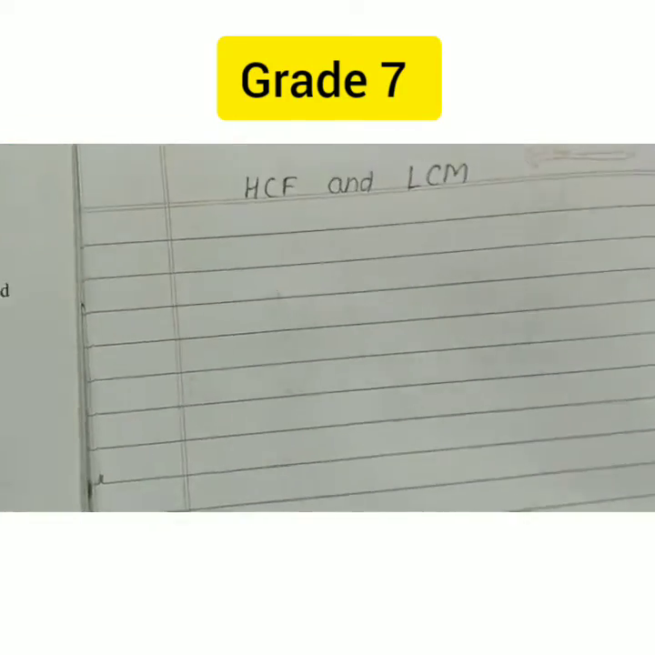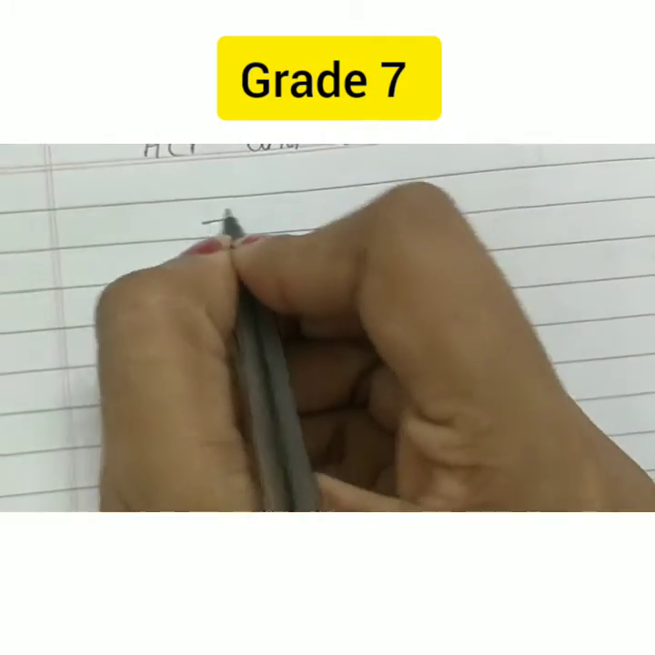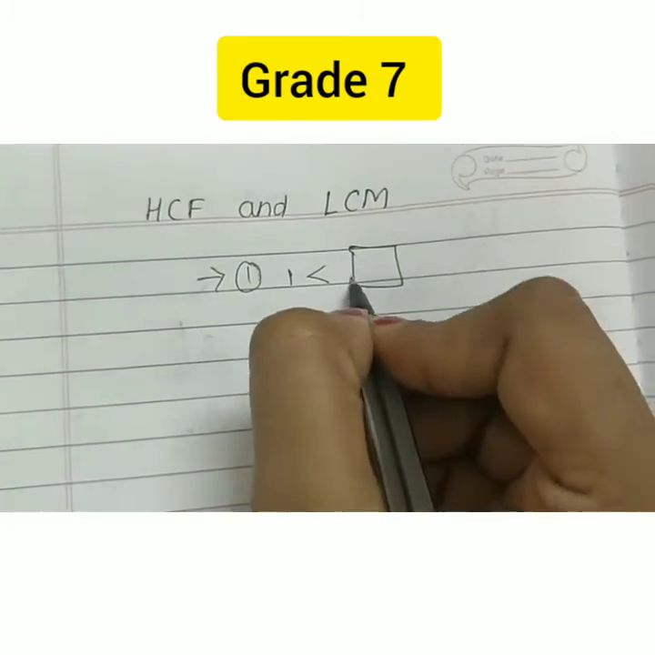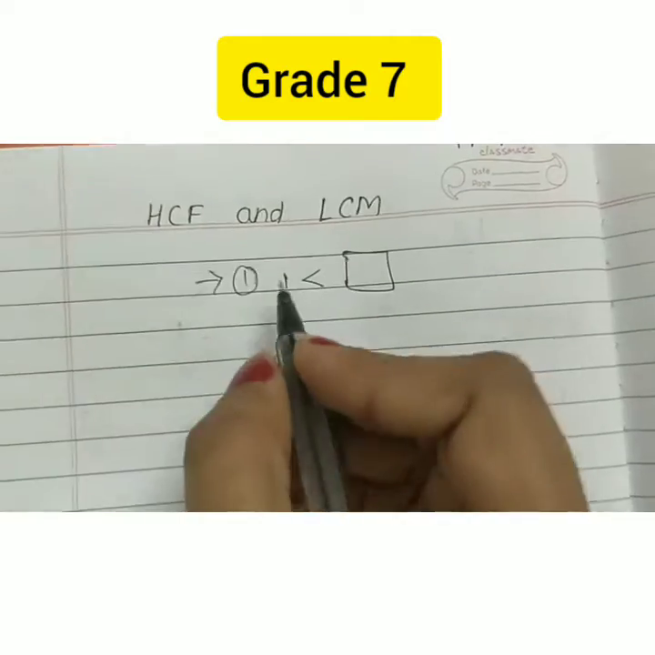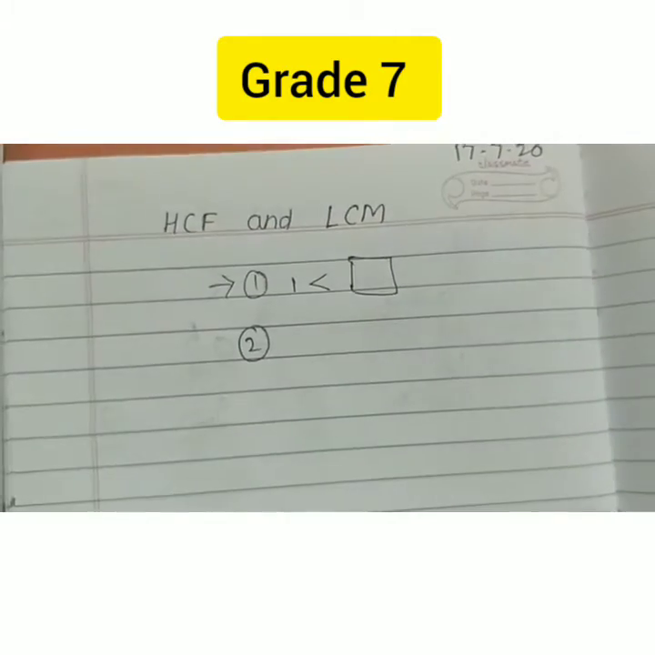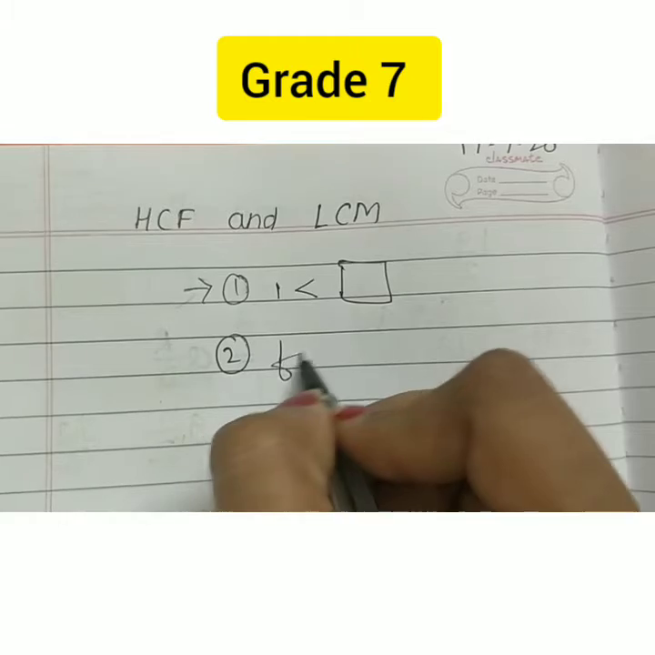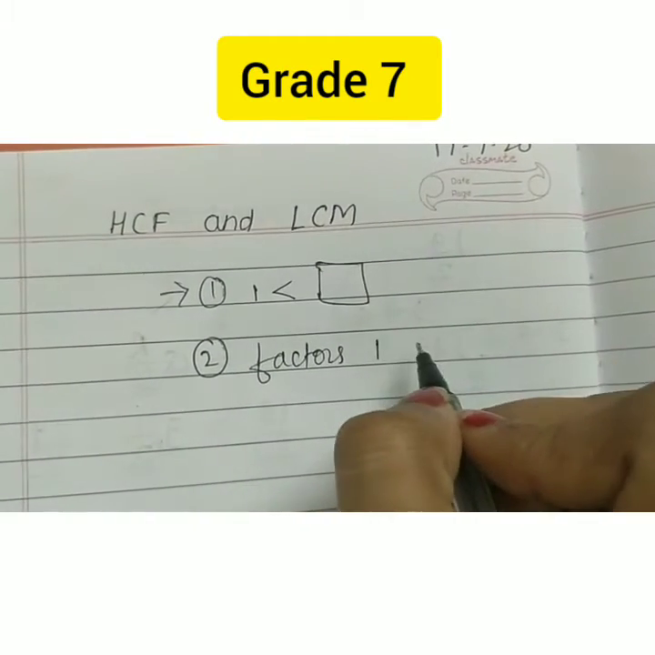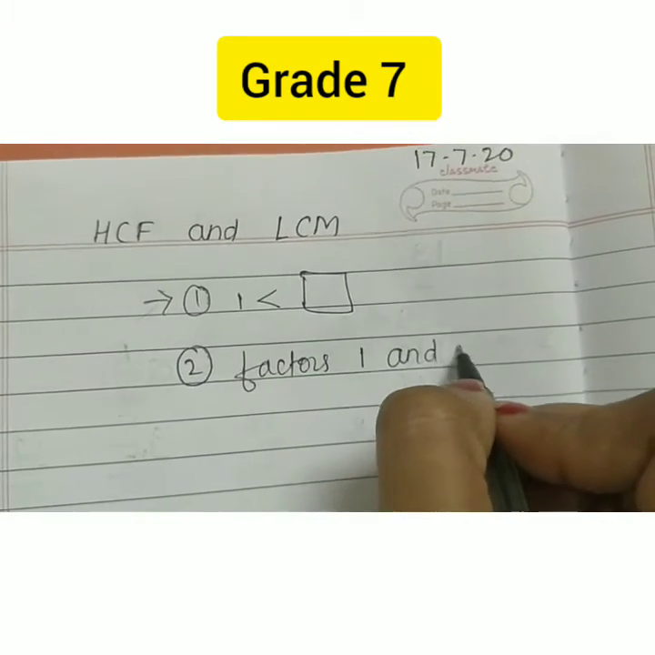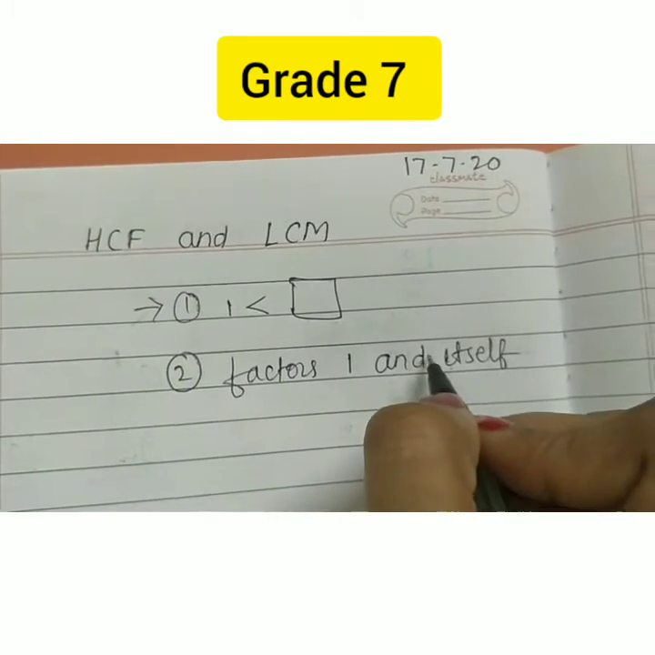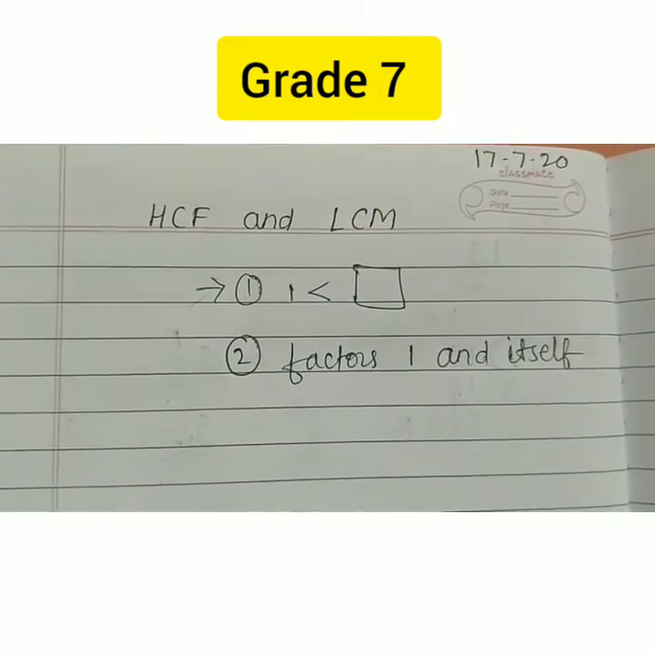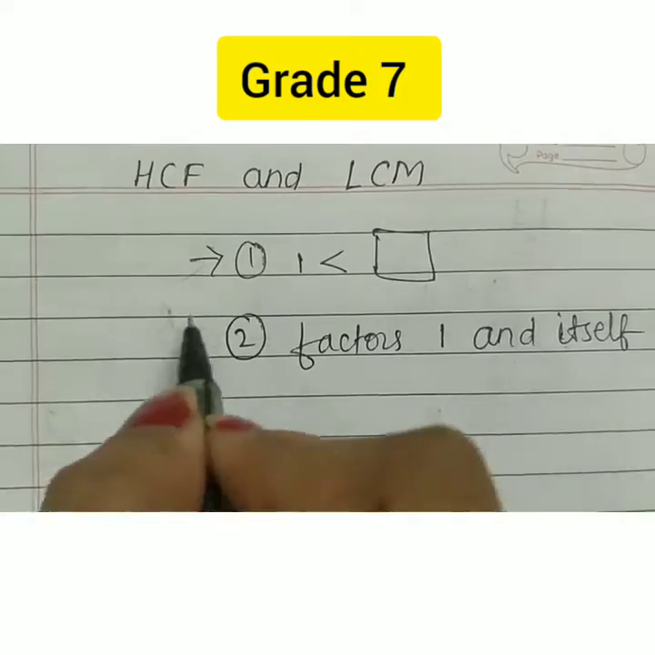A prime number has two conditions. The first condition is that it should be greater than 1. And the second condition is that its factors should be 1 and itself. These are the two conditions. If these two conditions are satisfied, then the number will be a prime number.